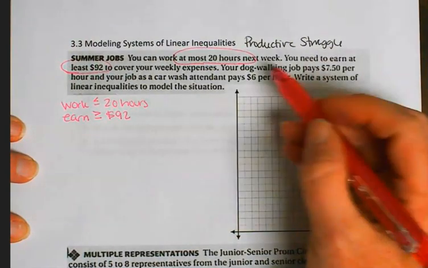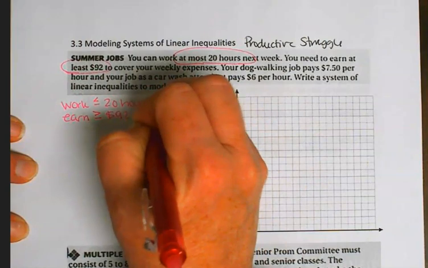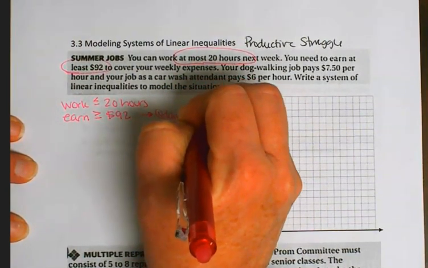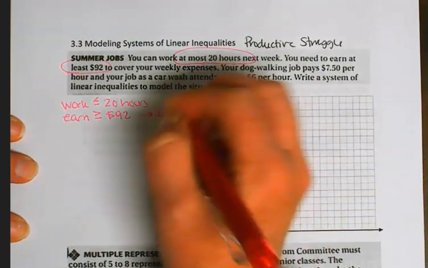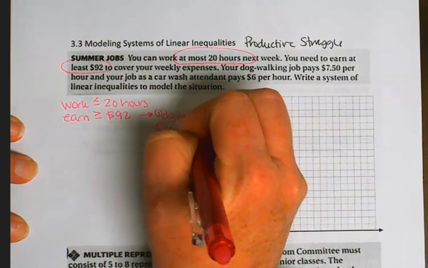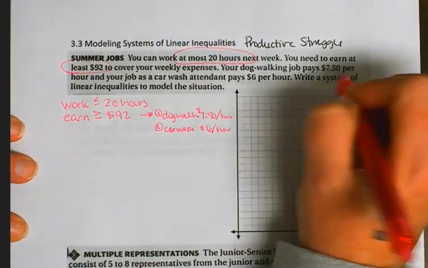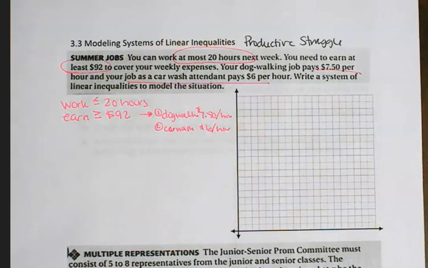You have two jobs. One's dog walking at $7.50 per hour. So I'm going to earn this through either dog walking at $7.50 per hour or car wash. Car wash, $6 per hour. And those are how I would take notes to figure this out.